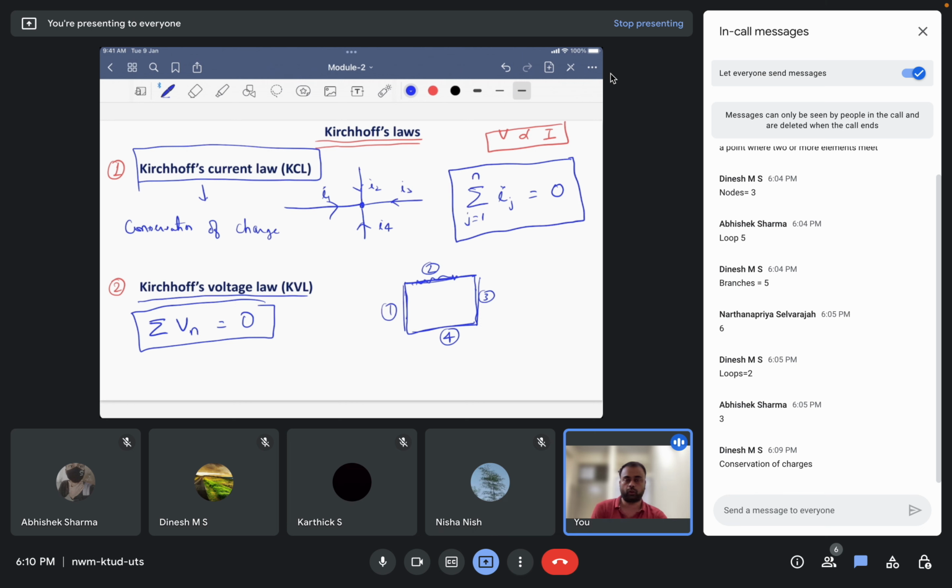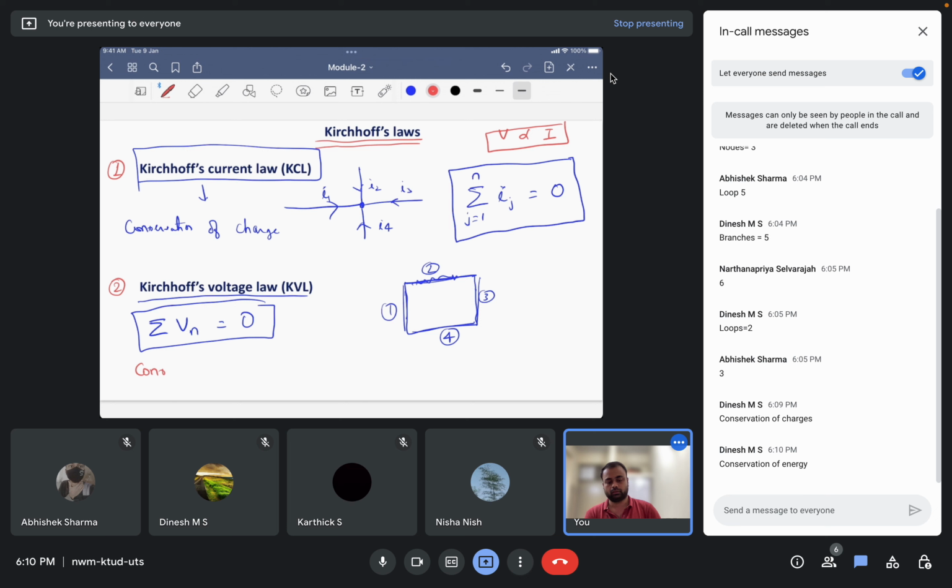Again, on what conservation law is this law based? Which conservation principle? Yes, Kirchhoff's voltage law is based on conservation of energy.